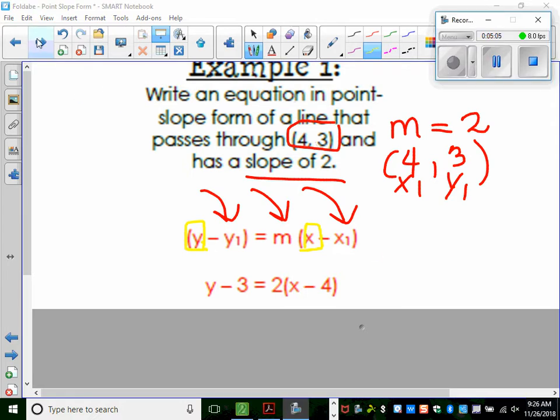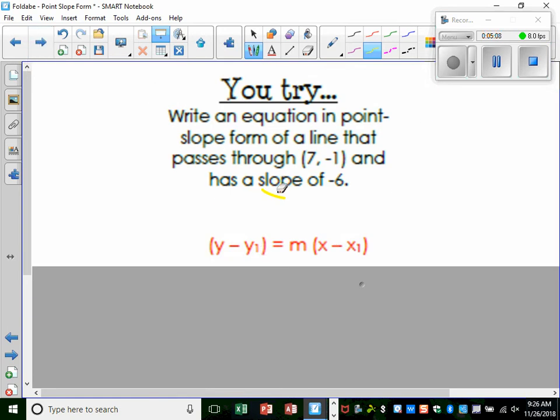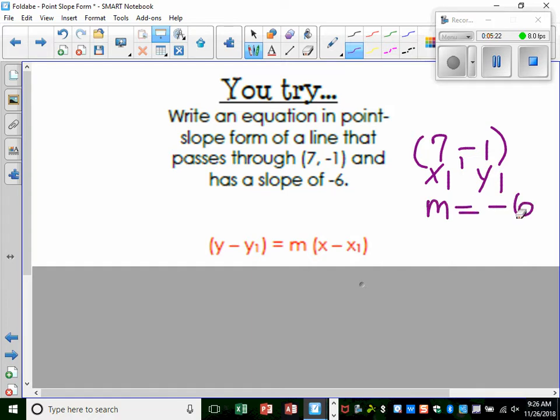All right, let's take a look at the next one. The next one says you try. So I'm going to set it up so you'll know which one is x1 and y1. Of course, you would know that. And they tell you your slope is -6. So take those numbers, drop them in their proper places, and see what you come up with. It's always a good idea to write this form down first. Okay. All right, this is what you should have.